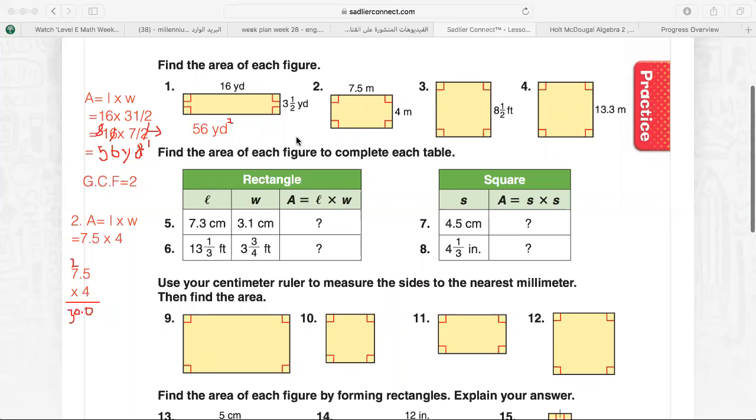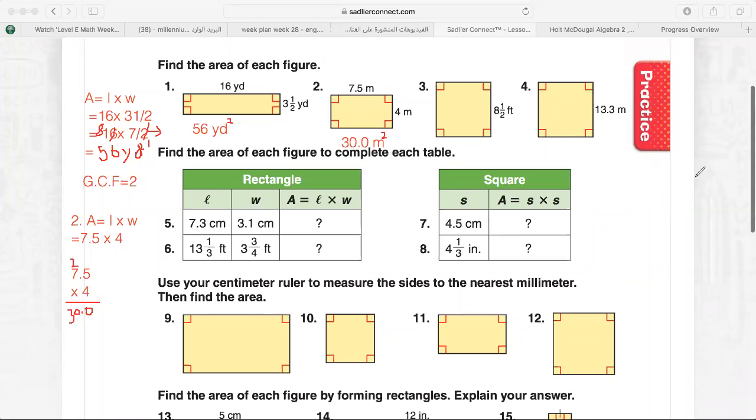So the answer here is what in number 2? After I multiply 7.5 and 4, 30.0. The answer here is 30.0, or 30 meter squared. Meter squared. Okay, girls? Let's go for the square here.